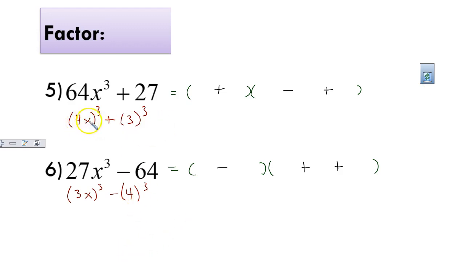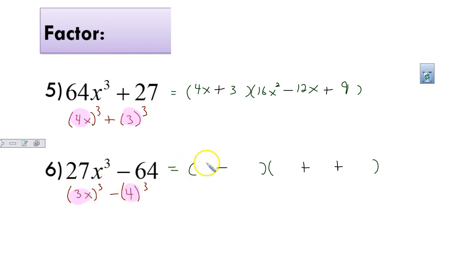Now, when I'm squaring 4x, I've got to square both the 4 and the x, right? So that's a little different here, maybe. But we first start off in our first parentheses with exactly 4x and 3. That doesn't change. It's whatever we ended up with when we took the cubed roots. For the second parentheses, 4 squared and x squared is 16x squared. 4x times 3 is 12x. And then 3 squared is 9.